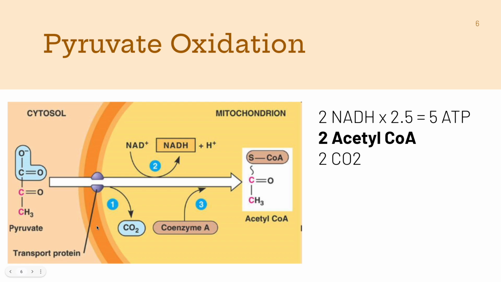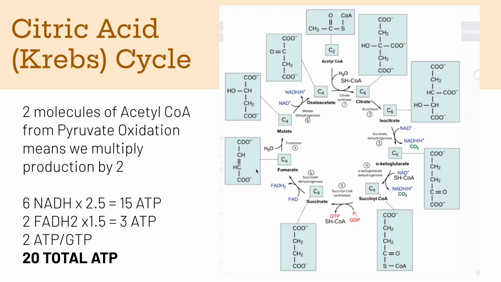So pyruvate oxidation. We're going to take that pyruvate, and this is where we're going to get the acetyl-CoA that will ultimately kick off that Krebs cycle for us. And in the process of this, we will pick up 2 more NADH molecules, which again, as we convert that, we will gain 5 ATP here, and we will also get the 2 acetyl-CoA molecules that are going to drive us into the Krebs cycle here.